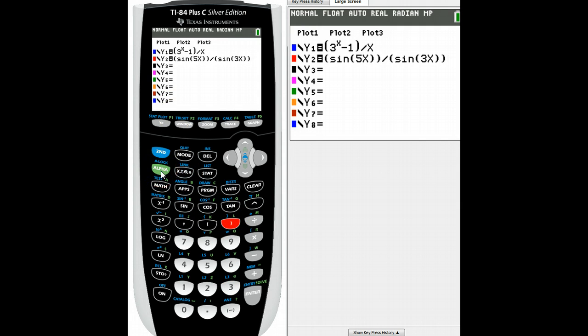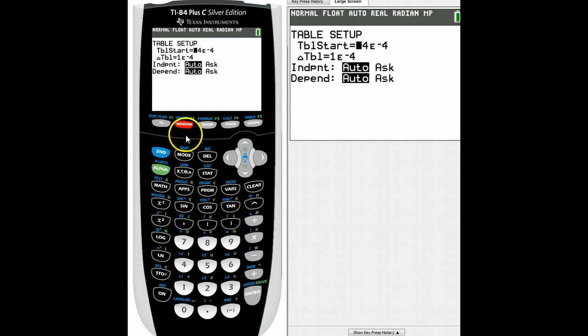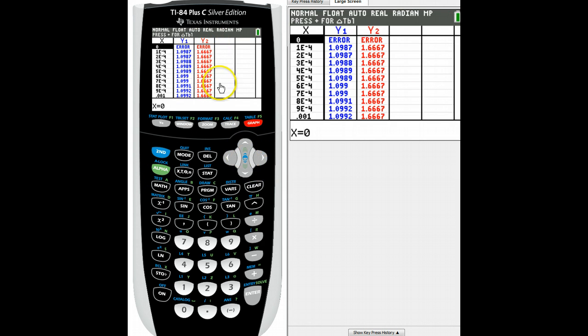Once again, we're trying to see what happens as x approaches 0. So you do have to reset that table. When I scrolled up and down from the last example, it changed the table. So let's just put that back to 0. And this is the same increment. They just changed it to scientific notation, but I'm going to change it back to 0.0001. Then we can go look at our table again. Remember, we put that second function in y2, and we can see that from the left side and from the right side we're getting closer and closer to 1.6667.